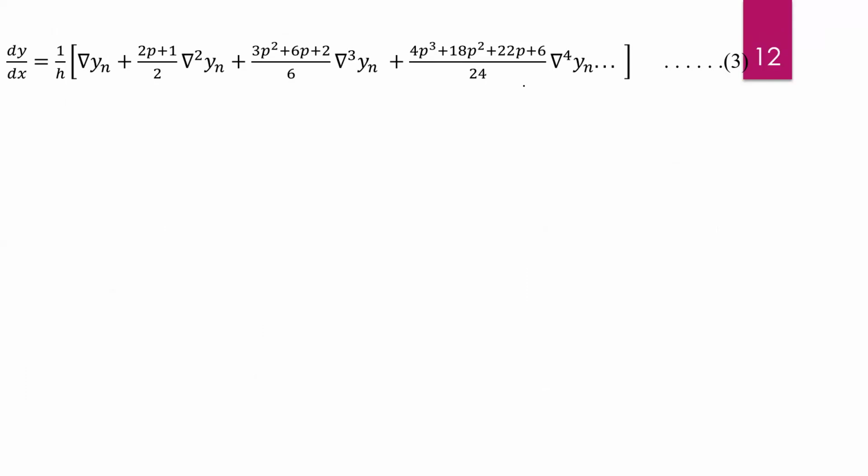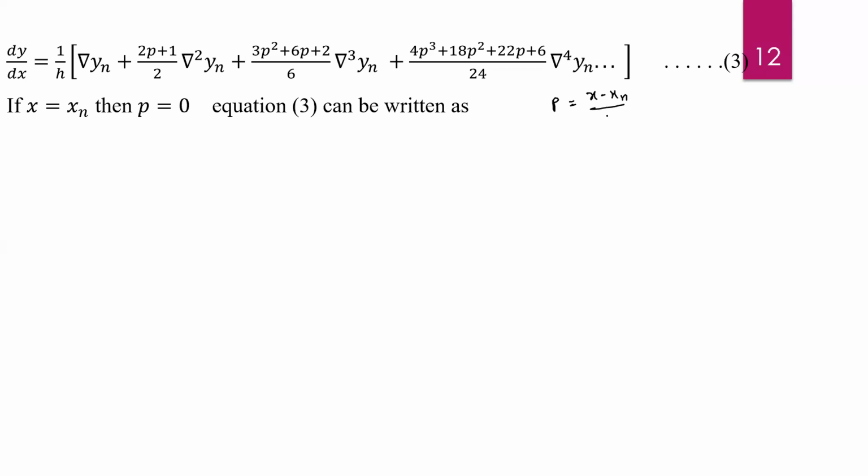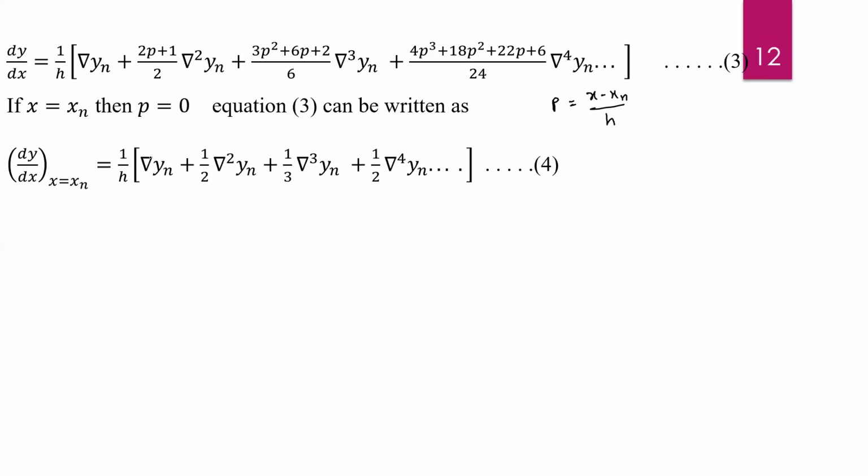Okay. Now substitute the value x is equal to xn. We defined p is equal to (x minus xn) divided by h. So for x, we substitute xn; xn minus xn is 0, so p is 0. So substitute p equal to 0 in the above equation, in equation number 3. Okay. So we get the first order derivative of y at the last value.